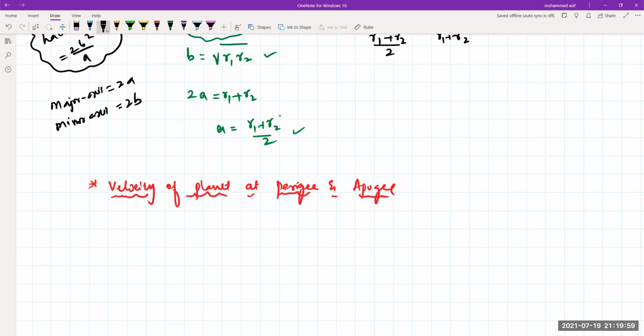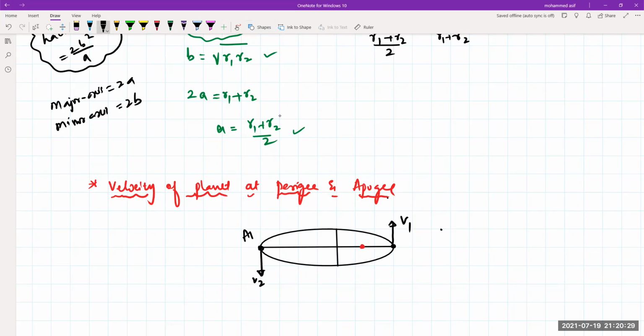So if I'm talking about the velocity at apogee as well as perigee, this one is the semi-major axis and this one is the semi-minor axis. Somewhere here is, for example, the Sun, and the Earth is revolving somewhere here. This is V1 here, and when it comes here, this will be the velocity V2. When it is far, it is known as apogee. When it is near, it is known as perigee. The distance from here to here is the semi-major axis, so that will be A.